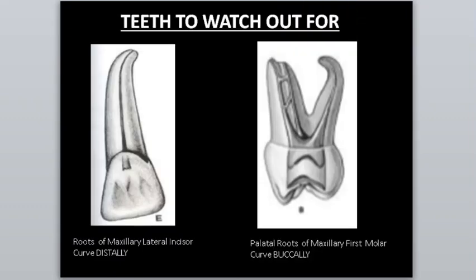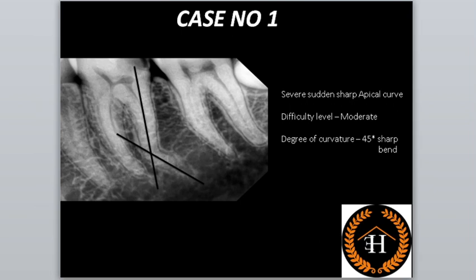Teeth to watch out for: maxillary lateral incisor, they have a sharp curvature distally, and the palatal canal, which has a sharp curvature buccally. So always give a sharp bend to a file when you're dealing with these kinds of teeth and these canals. Now let's have a look at some of my cases.